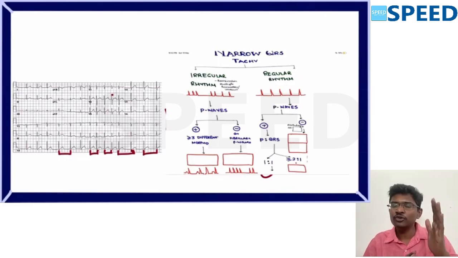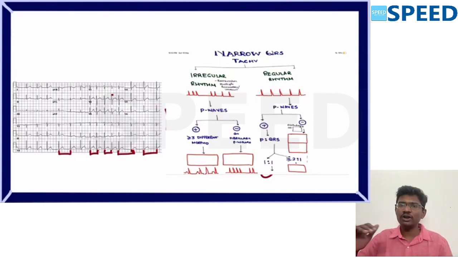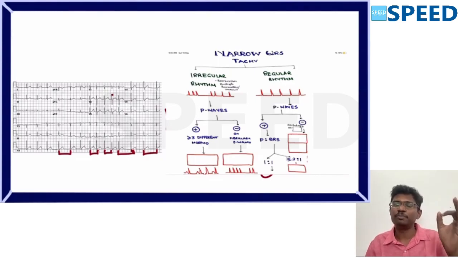If you find three or more different morphological P waves, where the P wave morphology is varying one by one, then we call it multifocal atrial tachycardia, MAT. If you can't find any P waves, or if there are fibrillary P waves, then the diagnosis is atrial fibrillation.